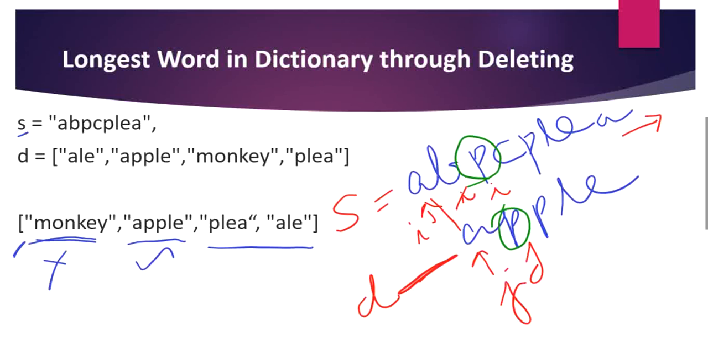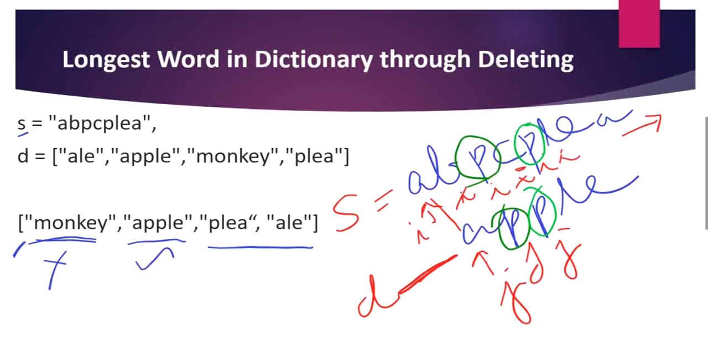So we are moving our I and J. So I move to C and J moves to P again. So here C and P doesn't match. So we are moving our I to P and J still here at P. So in this case, P and P matches. So both of the pointers move.